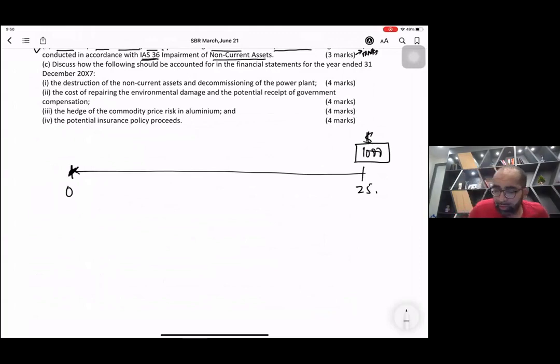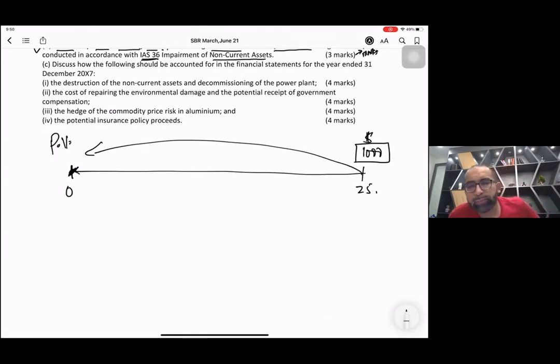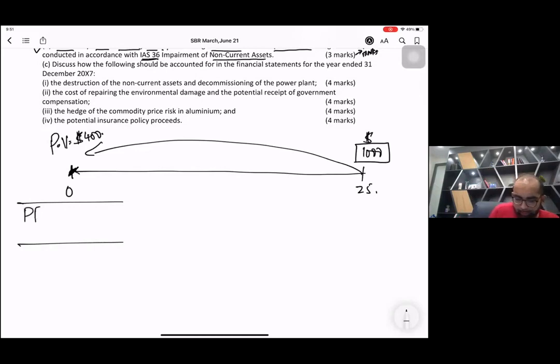So first of all, we calculate the present value. As the gap is very large, 25 years, the present value came out to be $400. Listen very carefully. This is all basic accounting, please. $400. So how do you make this entry? You capitalize it. You write PPE.